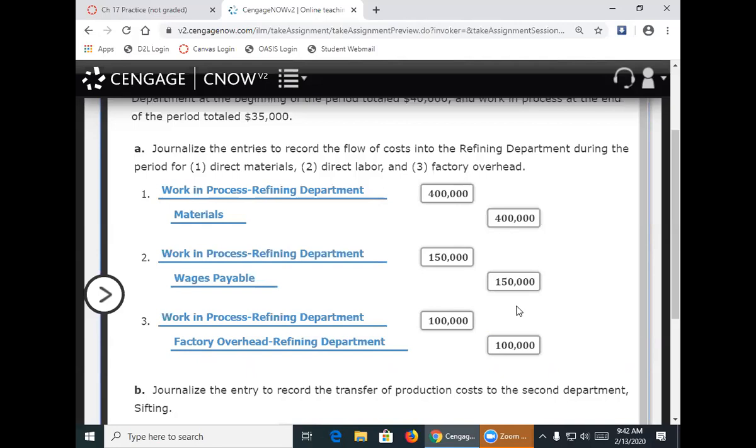Okay. Part B, it says journalize entry to record the transfer of production costs to the second department, sifting. So now we have work in process sifting. Well, how do I know what costs go to sifting?